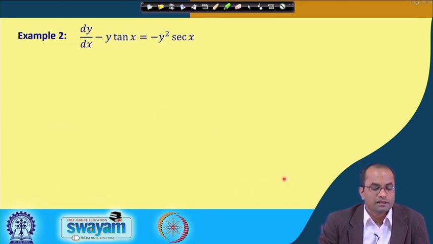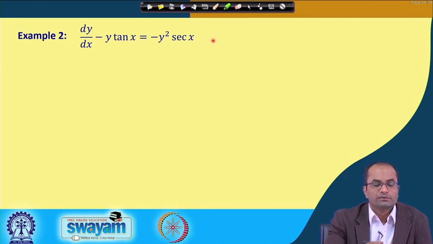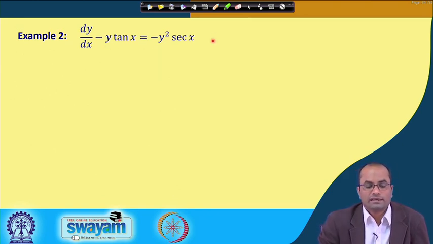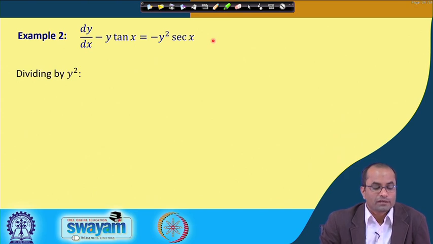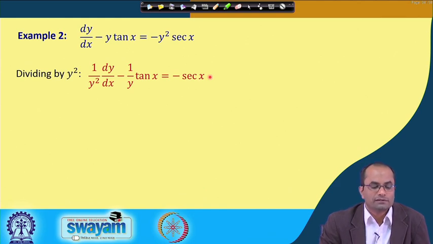So, just one more example we will discuss here. So, dy over dx minus this y tan x is equal to minus y square sec x, for instance. So, if we divide by this y square, what we are getting 1 over y square dy over dx minus this 1 over y and this tan x, and then we have minus sec x there. So, it is a kind of Bernoulli's type of equation.